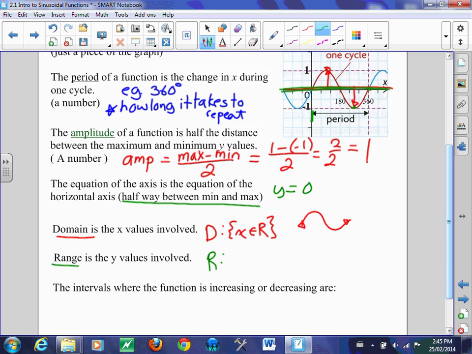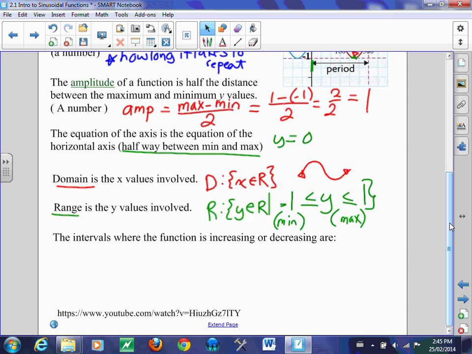So range makes y belong to a set of real numbers such that, and in this case, we take a look: how far down? So you start with your minimum. Our minimum is -1, and then to y, and then to its maximum, which is +1. So remember, it's your minimum value and your max value.